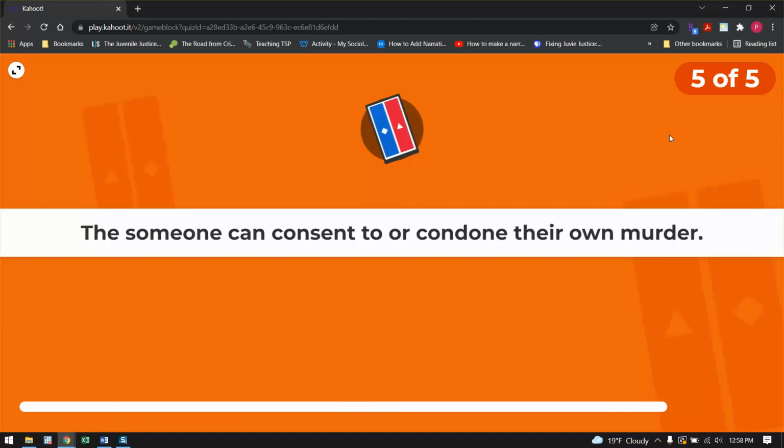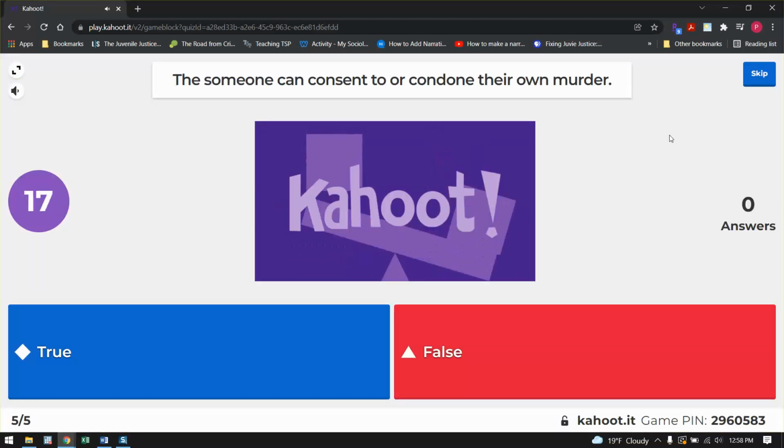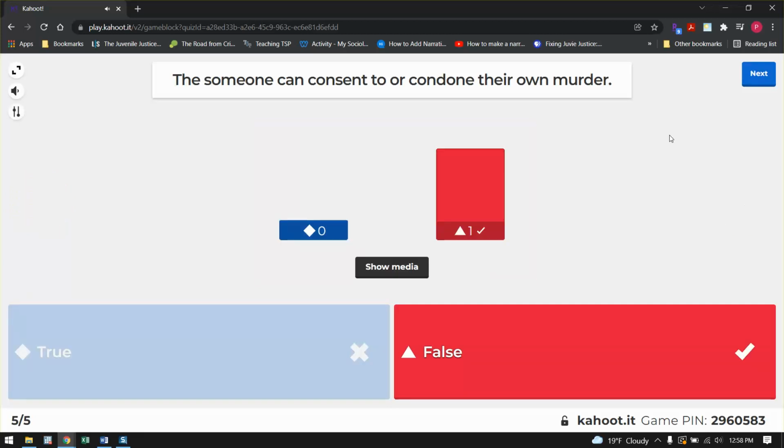And the final question deals with criminal defenses. We're talking about the criminal law. One of those is that the victim can consent or condone to a criminal offense. And this may be an acceptable defense in most crimes, but in the crime of murder, a victim cannot consent or condone their own murder. It's one of the exceptions to the rule.